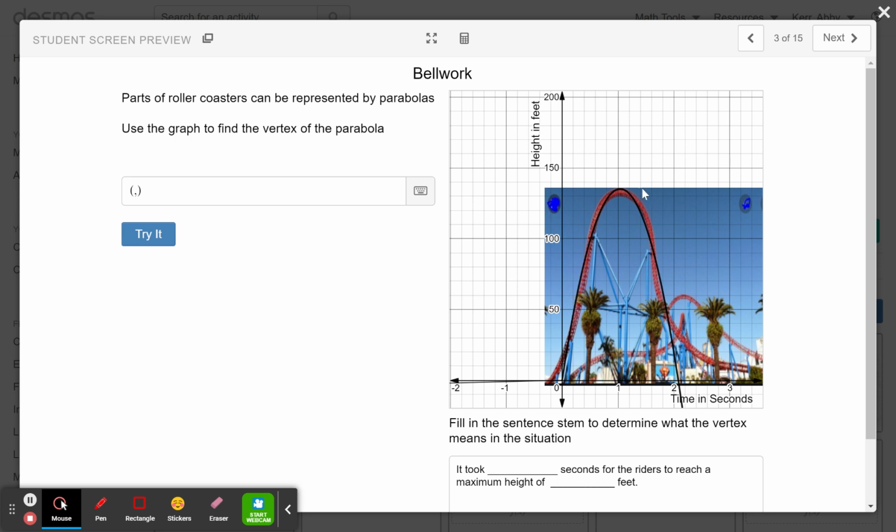Use this graph to find the vertex of the parabola. So right there, the highest point is 135.2, and then 1.04. Now, what this means is it took 1.04 seconds for the riders to reach the maximum height, 135.2. So sometimes the vertex is used in this graph or in a roller coaster to figure out the time it takes for thrill seekers to reach the highest point, in this case 135 feet.